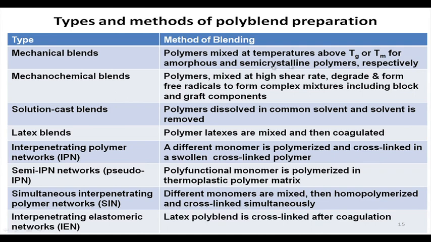Now, if the polymers are semi-crystalline in nature, then the polymers are to be further heated to a higher temperature beyond Tg, near to their melting temperature or softening temperature. At that softening temperature, the semi-crystalline component polymers can mix easily and form a blend, that is known as mechanical blending.